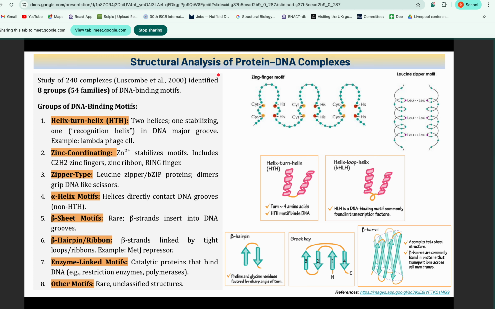Now we'll look into the structural analysis of protein-DNA complexes, because the topic for today is the zinc finger nucleases. Before moving further, because these zinc finger nucleases bind to DNA, they are like DNA binding proteins. So to understand them, we are making the background, starting with our basics. Around 240 complexes were studied by Luscombe and other scientists in 2000, and they identified that there are 8 groups which could be classified into 54 families of DNA binding motifs.